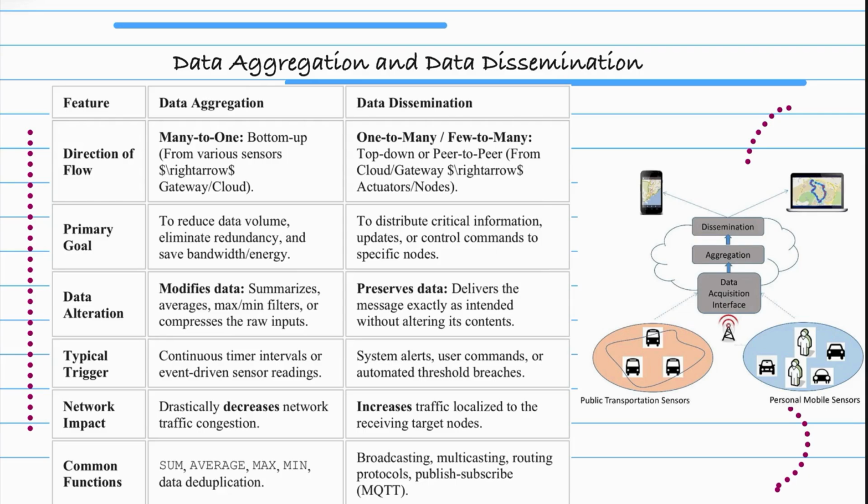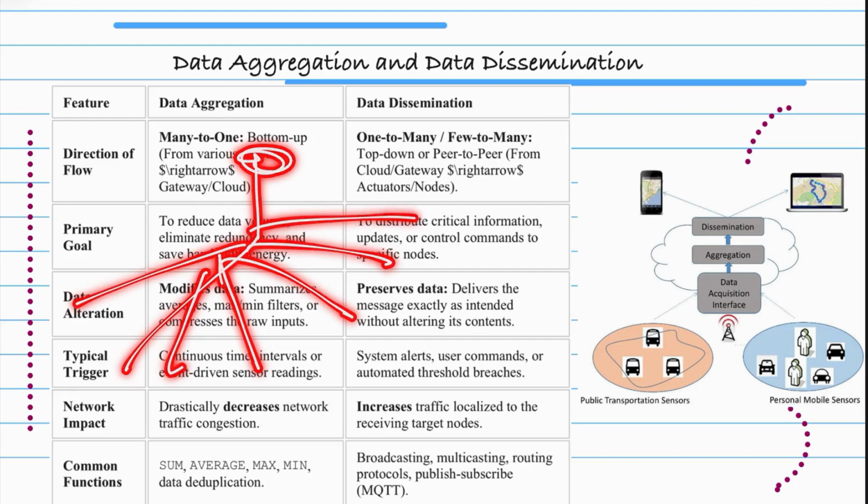So let's understand the difference between the two. First of all, data aggregation is a many-to-one pipeline. It takes thousands of raw data streams from the edge of the physical world, refines them into a single data funnel, and sends it towards the cloud database. Whereas data dissemination is a one-to-many or few-to-many pattern. It is branching out from one single point of authority to a vast array of target actuators.